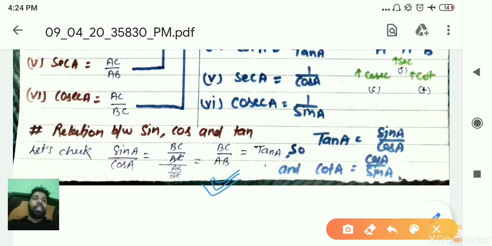So we can say that tan A is equal to sin A upon cos A, and since cot A is the reciprocal of tan A, as I told, we can say that cot A should be cos A upon sin A. So this is the relation between sin, cos and tan.